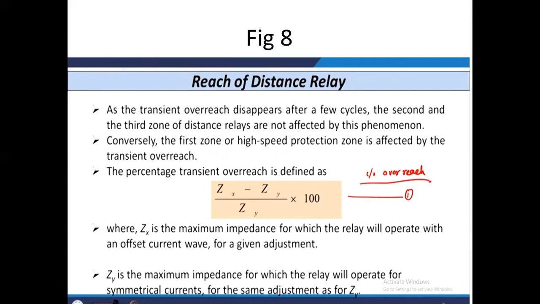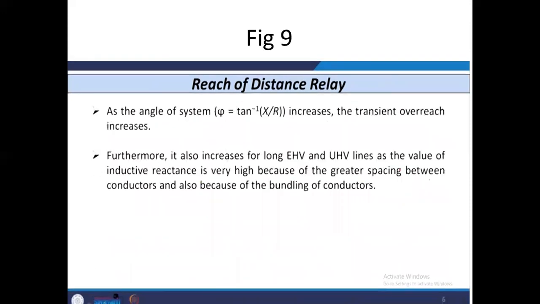It is also true that as the angle phi, which is tan inverse X by R, increases, the transient overreach also increases. For our long UHV and EHV lines, that is high voltage and ultra high voltage lines, the inductive reactance is very high, and the spacing between the conductors increases because of the utilization of bundle conductors. So the value of the transient overreach also increases.